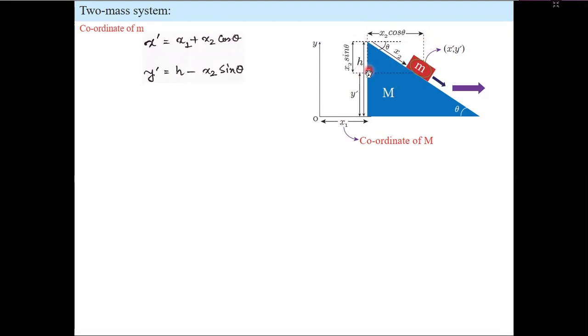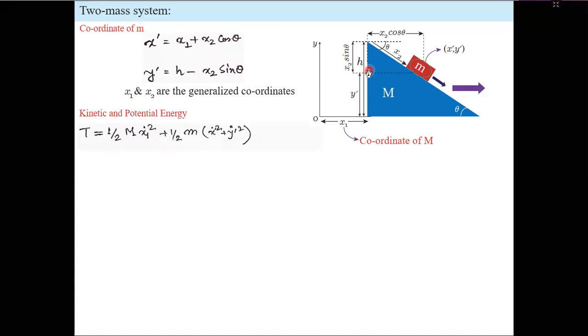Now we have all the coordinates for these different objects, and from these coordinates it is clear that with x1 and x2 we can describe this entire system. Therefore x1 and x2 are generalized coordinates. Now we can easily figure out the kinetic and the potential energies for this system.